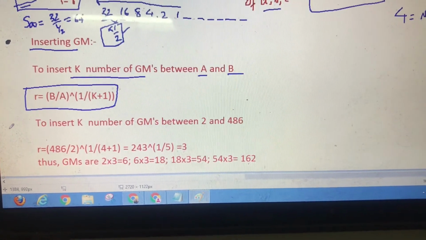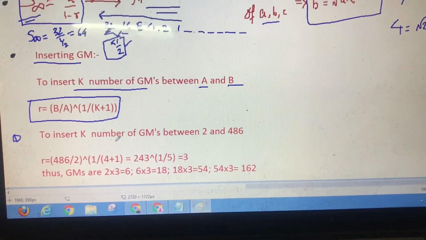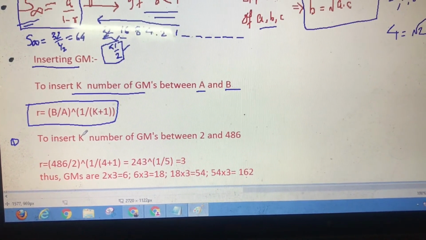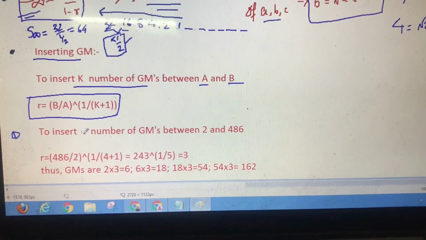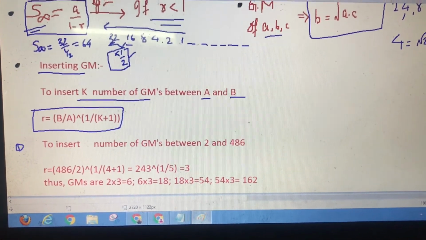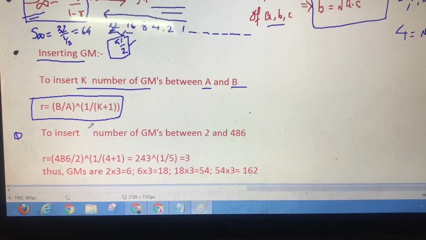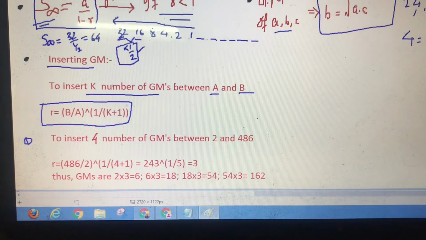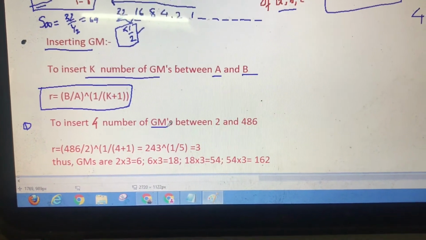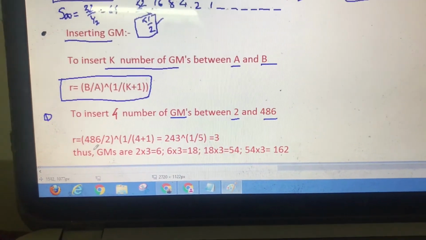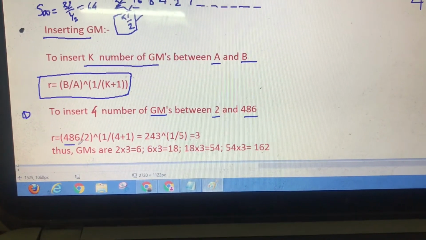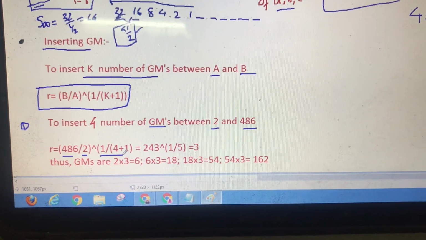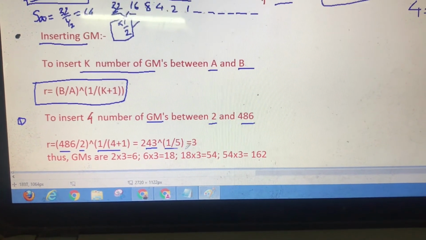So now the question: to insert k number of geometric means between 2 and 486. This is not k, let me just rectify this. This is 4. This is to insert 4 geometric means between 2 and 486. So r is equal to b upon a, 486 by 2, raised to power 1 by 4 plus 1. Which is 243 raised to power 1 by 5, which is 3.